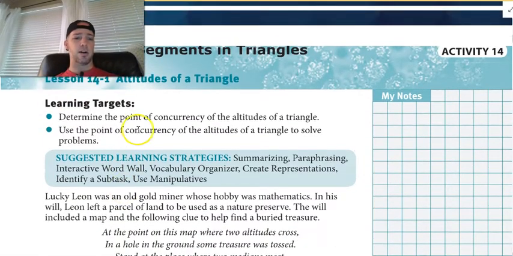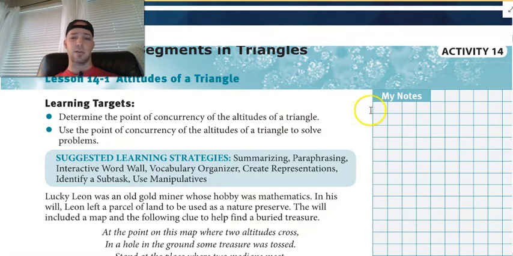Alright, so our goal is to determine a point of concurrency of altitudes of a triangle. Hopefully we have an idea of what altitudes are. We learned what an altitude is when we first figured out how to do area of a triangle. And then use point of concurrency of altitudes of a triangle to solve problems.